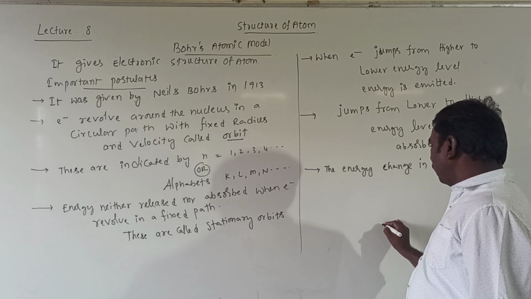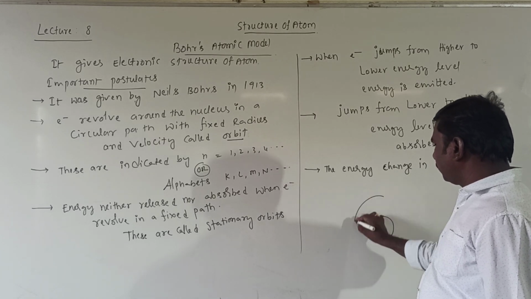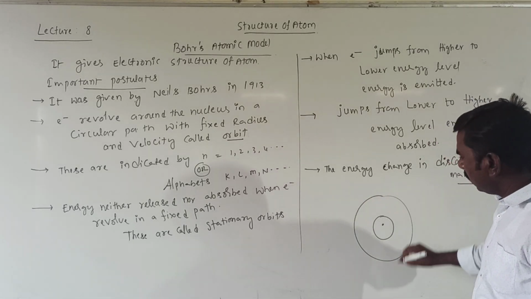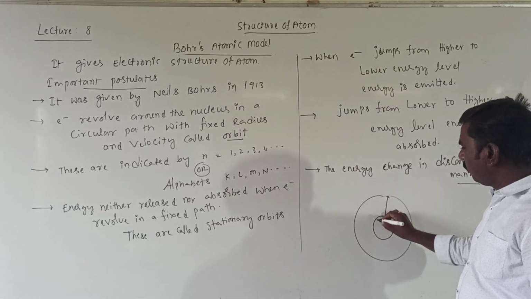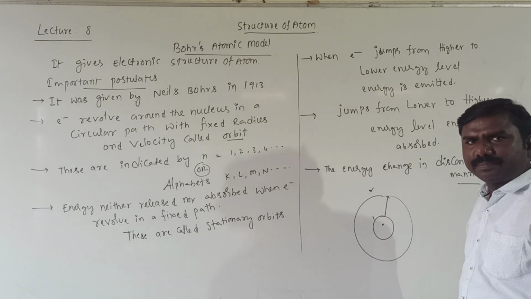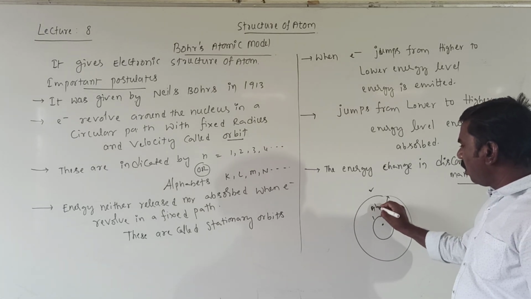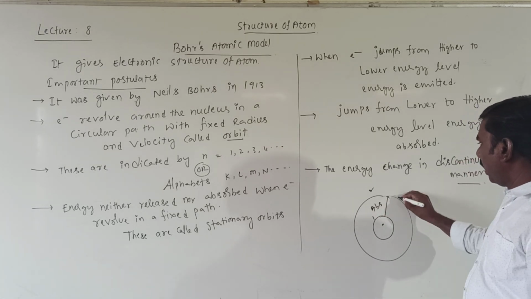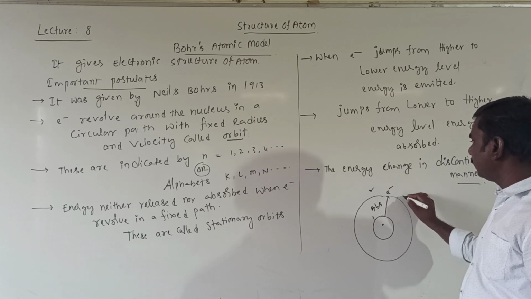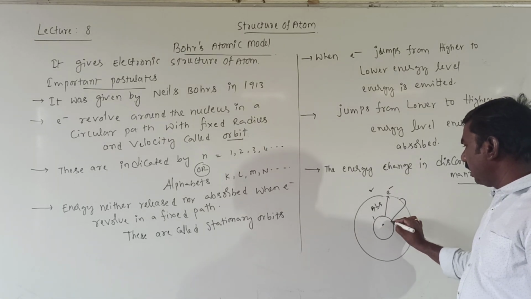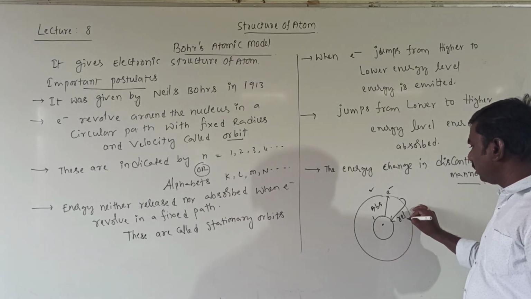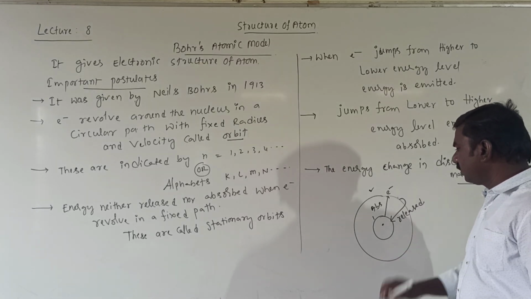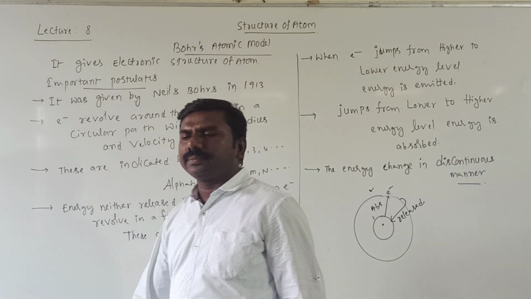Now this is the nucleus, first orbit, second orbit. When the electron jumps from lower to higher, first orbit to second orbit, energy is absorbed. Higher to lower, 2 to 1, energy is released, right? Energy released.